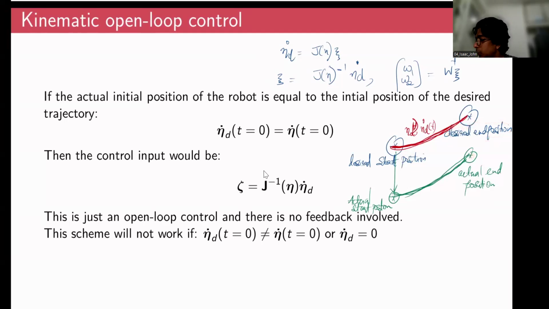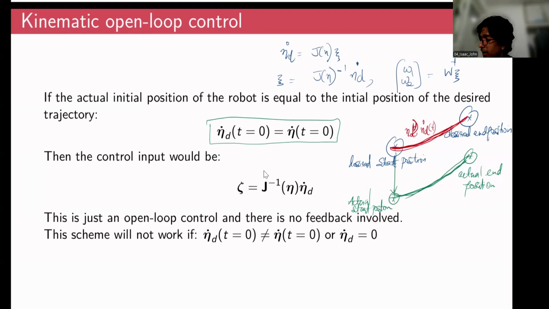So to prevent this from happening, you always have to ensure that the desired start position and the actual start position coincide, right? You can express that mathematically using this equation: eta desired of t at t equal to 0. The desired velocity at the initial time and the actual velocity should coincide. Otherwise, the robot would execute the same kind of motion as the desired trajectory, but it'll end up somewhere away from the desired position. Right? So this is how the control law would look.